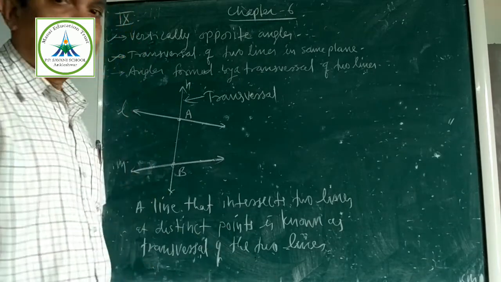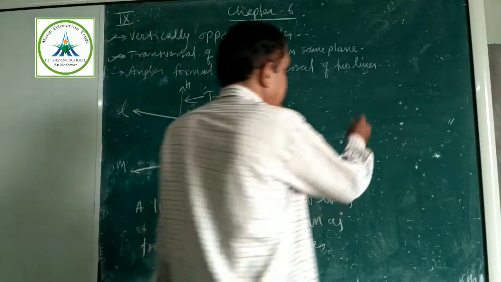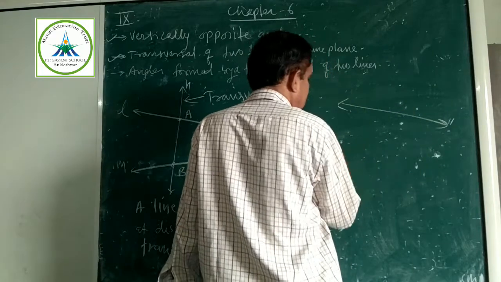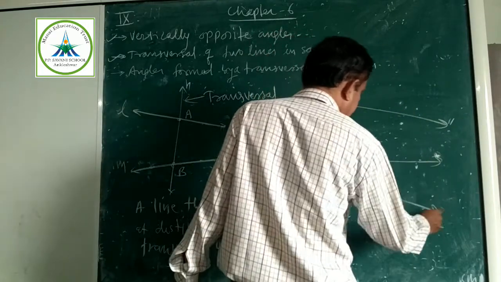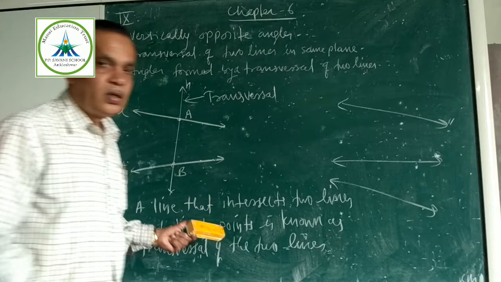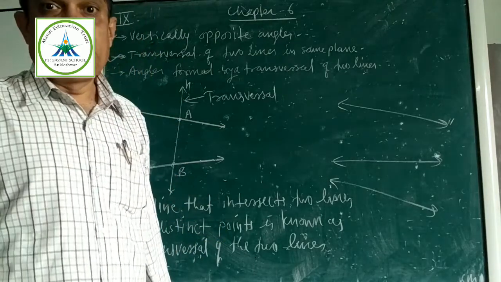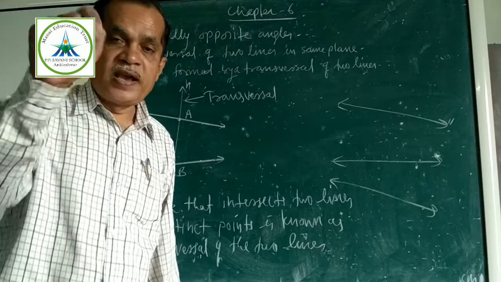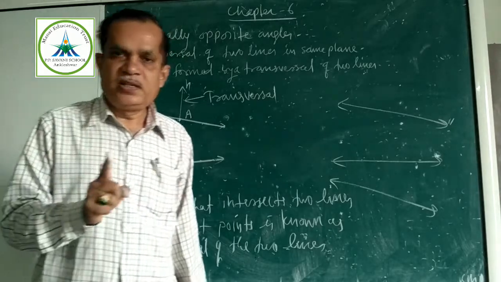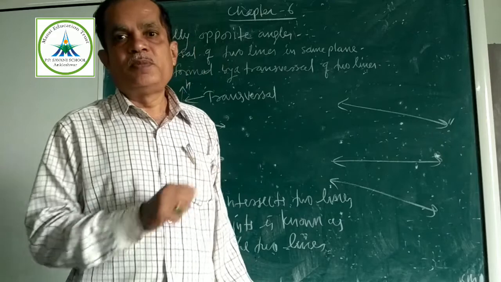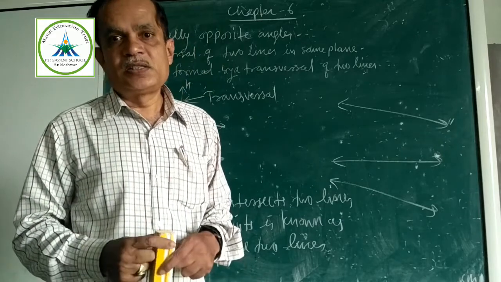Now the matter is two lines. I am drawing this for understanding the concept. We drew this diagram only for understanding the meaning of transversal, for young children. You have come to class 9, you have entered a new phase of life after middle class.